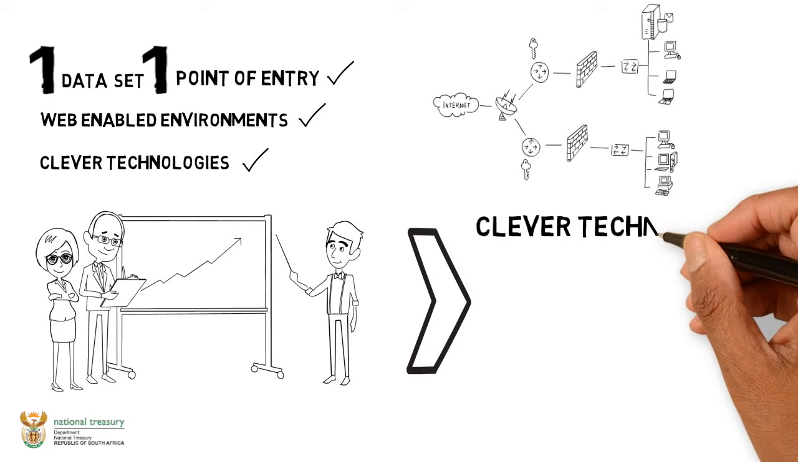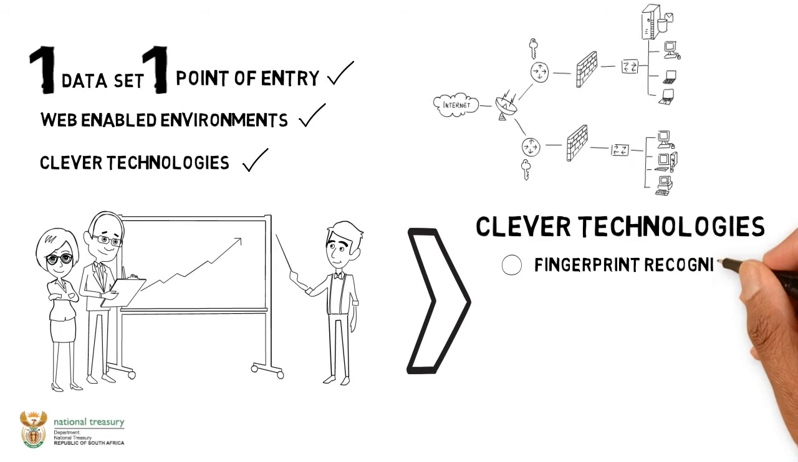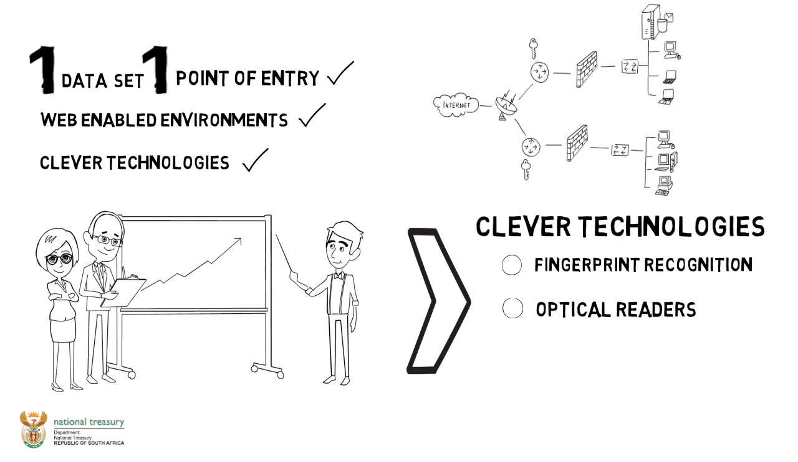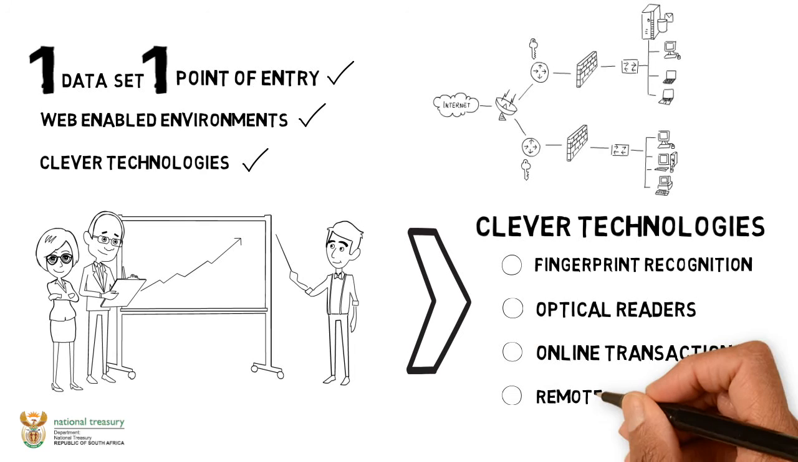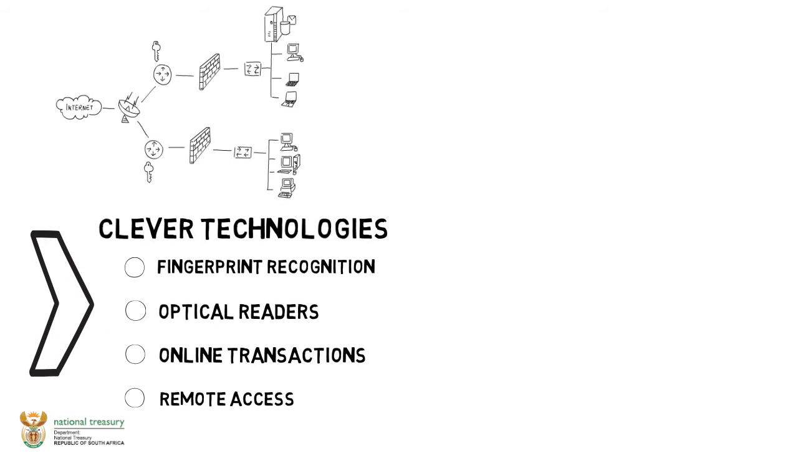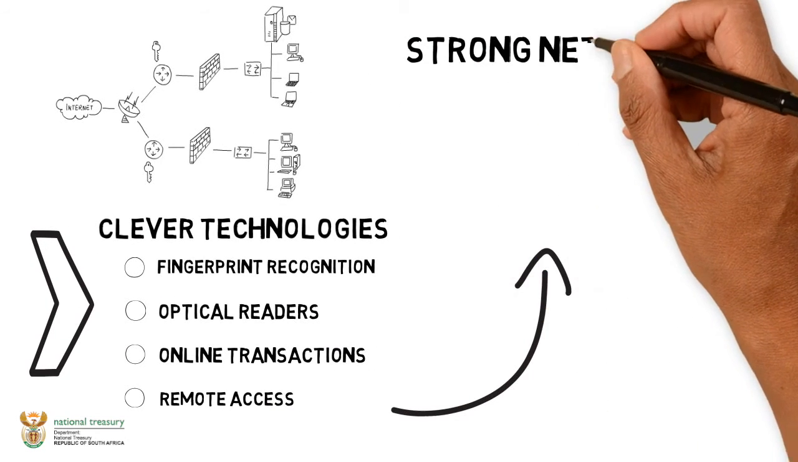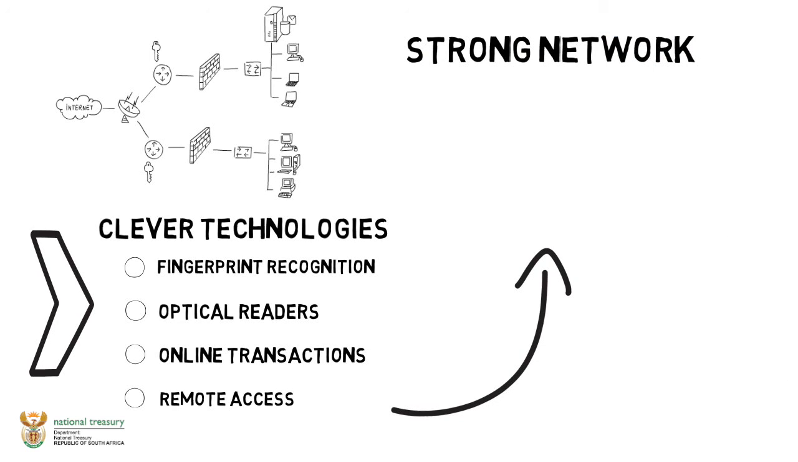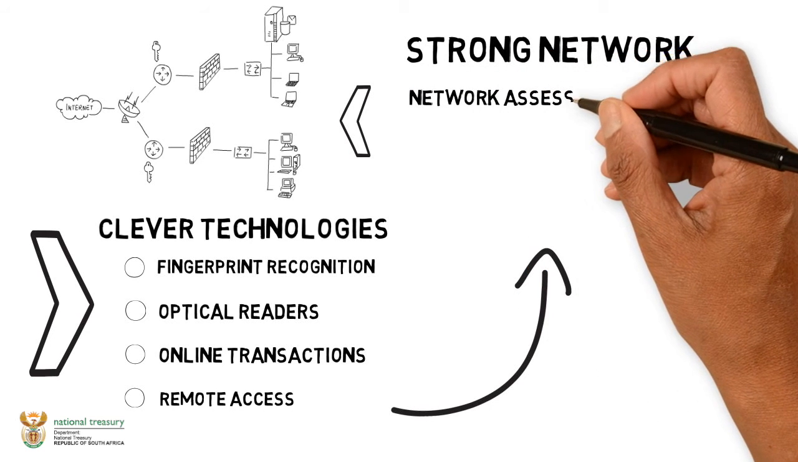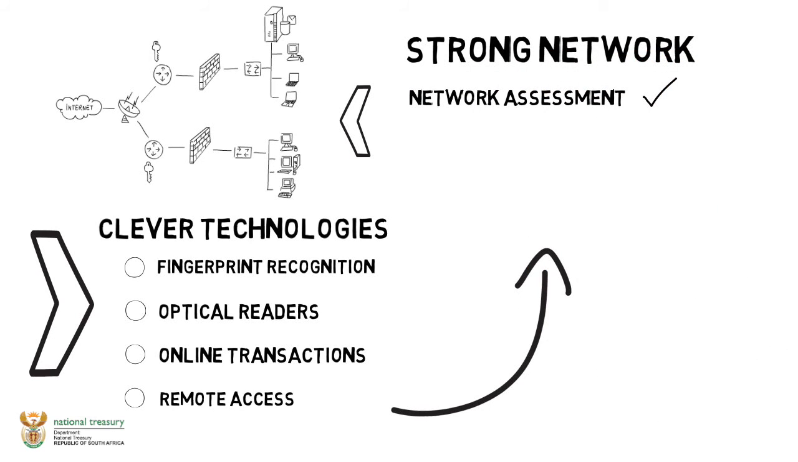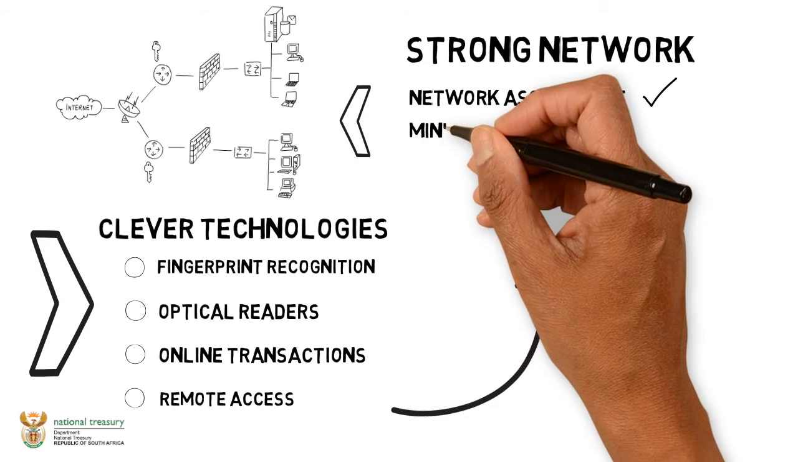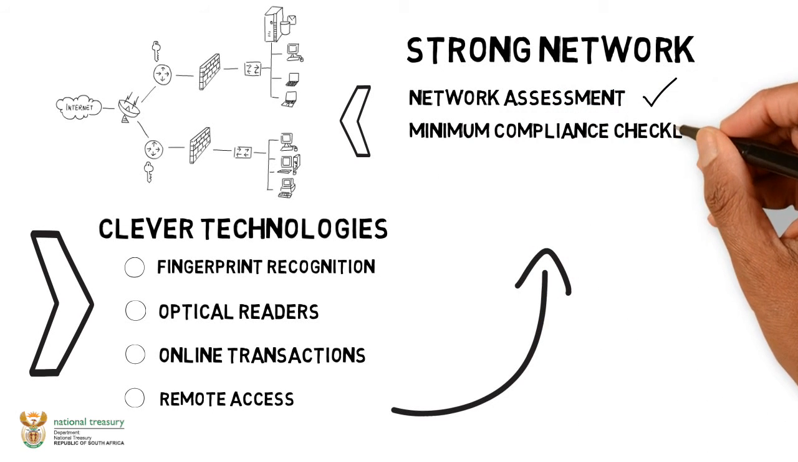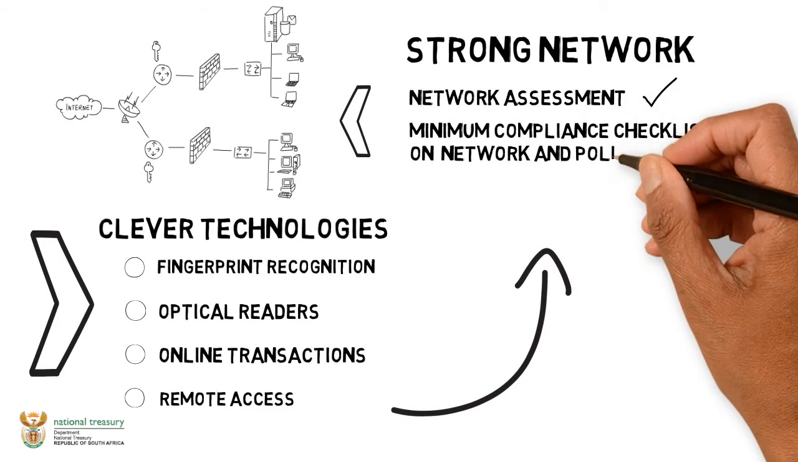Clever technologies that could possibly be considered include fingerprint recognition, optical readers, online transactions, and remote access. These technologies need to be supported by a strong network. Redundancy, data centers, and firewalls will be negatively affected if your network is poor. Therefore, a decent network assessment based on all the requirements of SCOA is advised. A minimum compliance checklist, both on network and policy, is required.